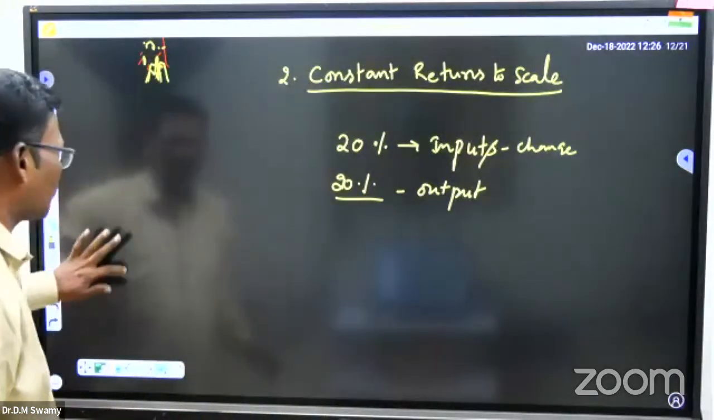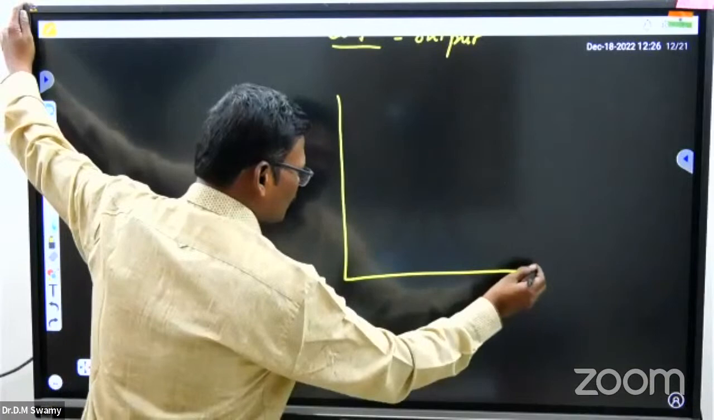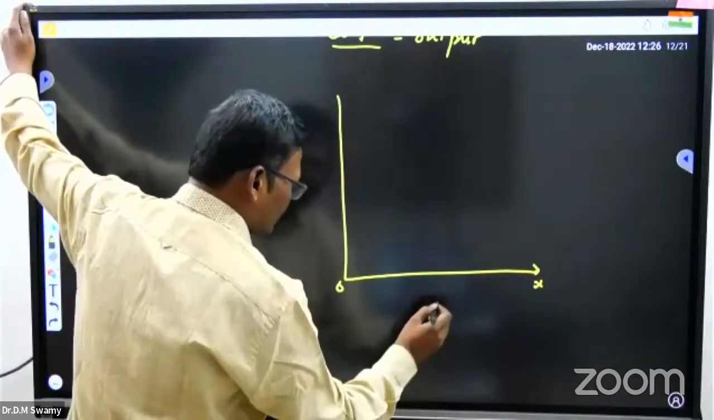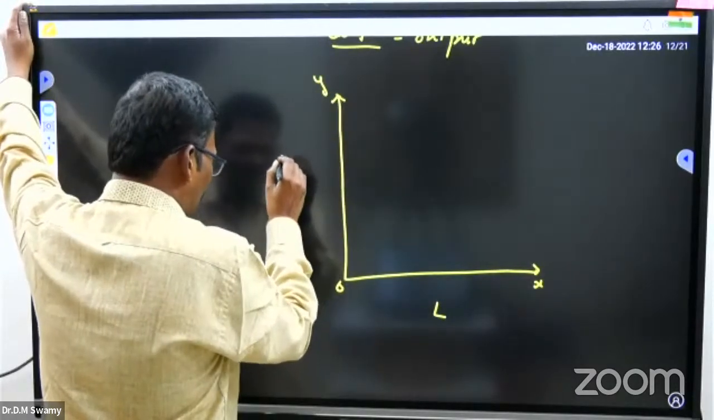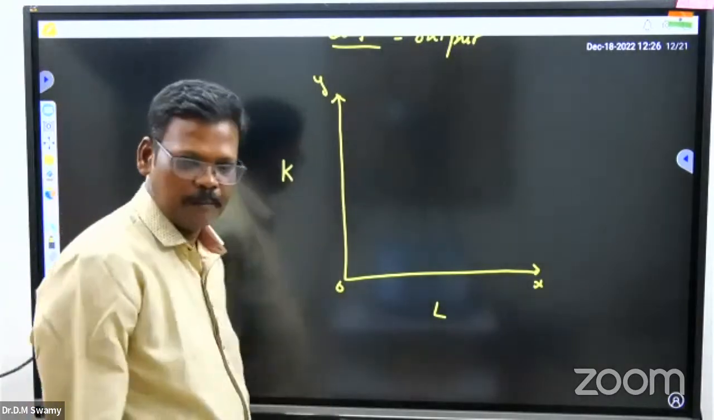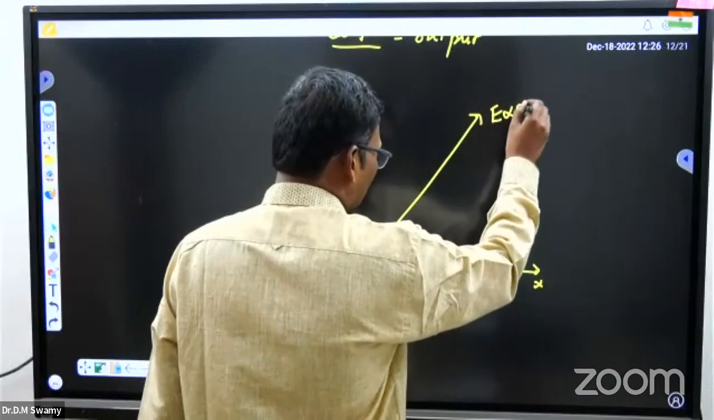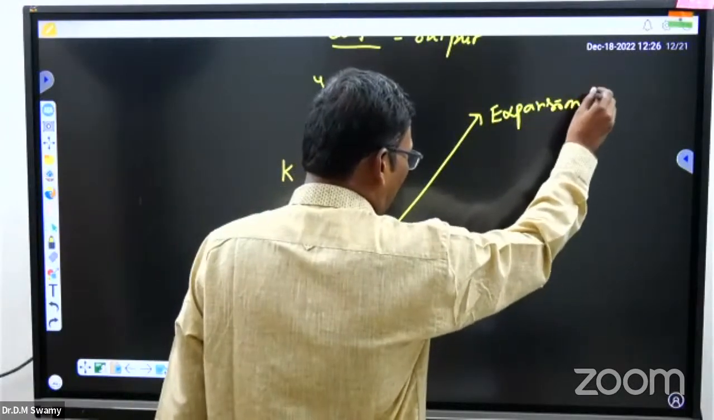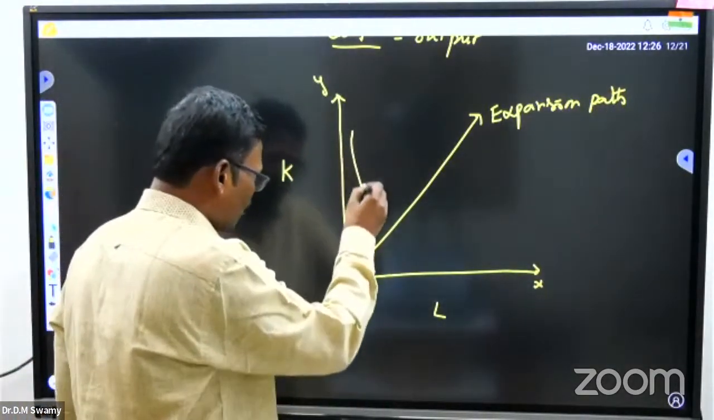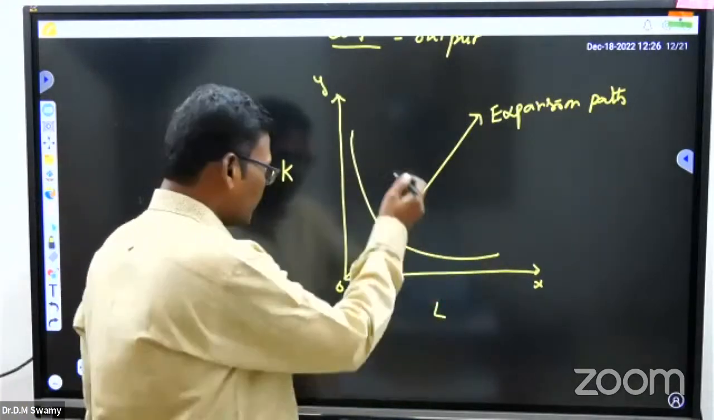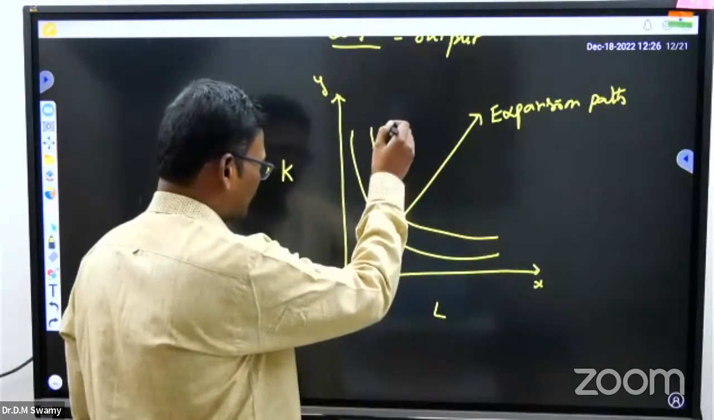In the case of constant returns to scale, on the OX axis we can see one factor of production called labor. On the OY axis we can see another factor of production called capital. So this is the expansion path. Please remember that this is called the expansion path. These are called isoquant curves. The isoquant curves are changing with equal ratio.